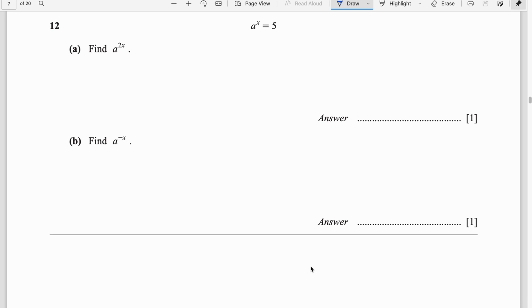Question 12. Find a raised to power 2x, so it could be written as this. A raised to power x is 5, 5 square is 25. A raised to power minus x is 1 over a raised to power x, makes it 1 over 5.